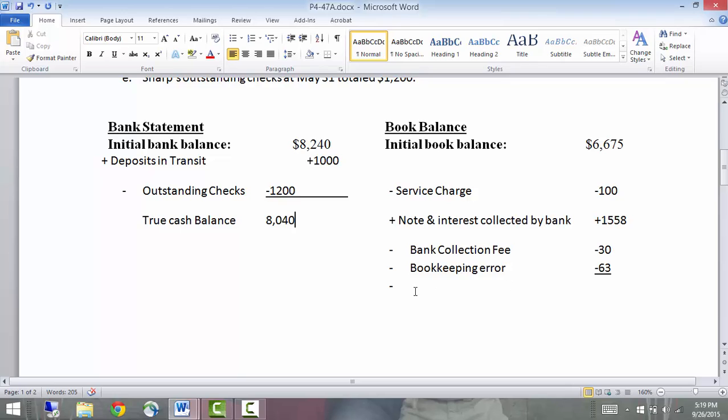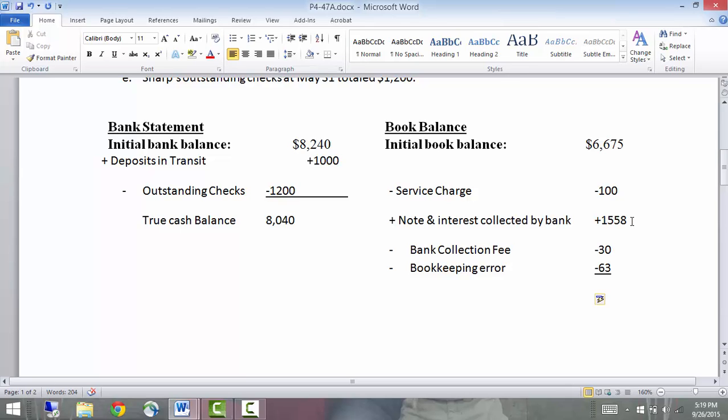Now it's time to check ourselves and see if this side, remember both sides should equal. So start with your initial book balance here, $6,675. Subtract out that service charge of $100. Add in the note and interest that the bank collected on your behalf.